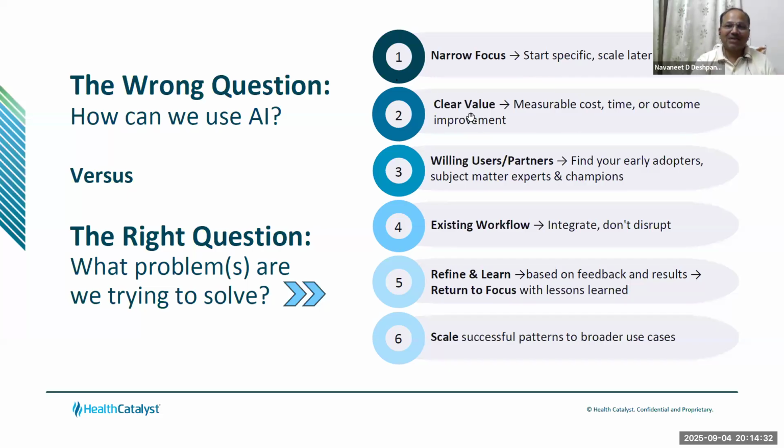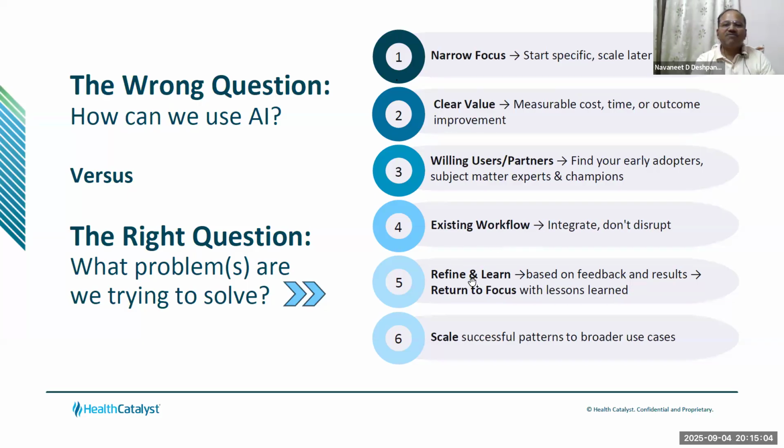So clear value addition for the organization has to happen. Then willing users and partners. People have to find who are the early adopters, who are the subject matter experts and champions for this cause, and which are the associations coming up and contributing to the welfare of the entire healthcare industry. Then the existing workflow has to be integrated, not disrupted. People are just increasing the sophistication just to disrupt. That should not be the case. They should be able to integrate. That's what the existing workflow has to be built around.